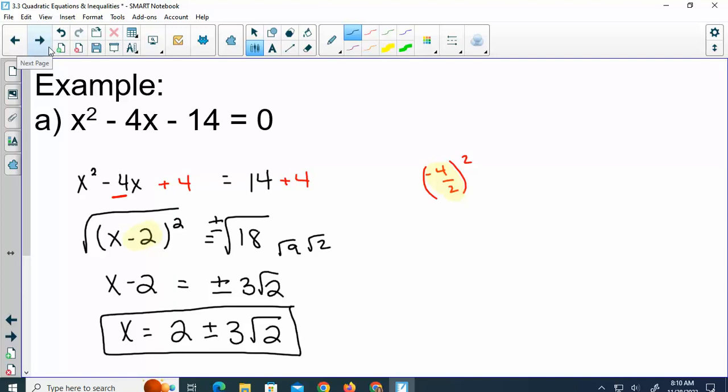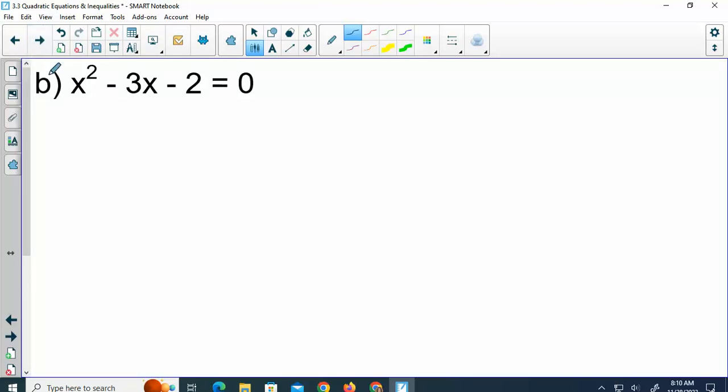Try one. What do we do first? Move 2 over to the other side. Hmm. Negative 2. Alright, first step is always to get a 1x squared, but we have it. So we're ready to just move the constant. Now we have to make our perfect square. So how do we do that?